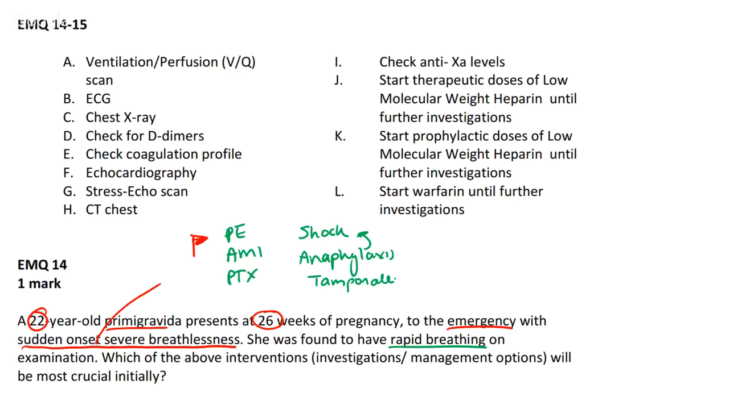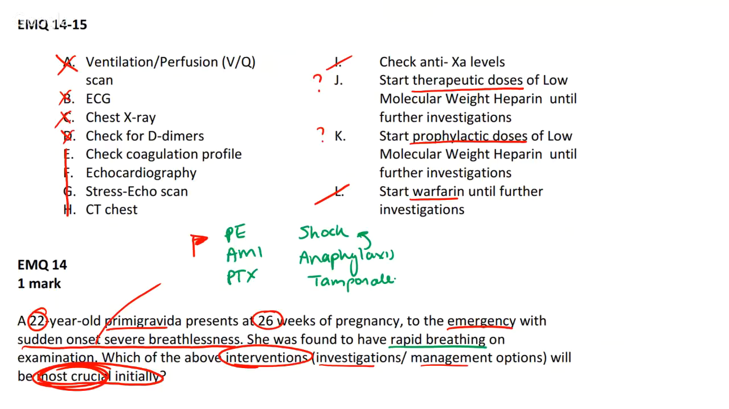So the question is asking us which of the above interventions, it doesn't matter whether it's investigation or management, will be most crucial initially. VQ scan? No, that's the next. ECG, X-ray. D-dimers, useless. Start a therapeutic dose of low molecular weight heparin. Prophylactic dose, maybe. Warfarin, yes. No, I'm kidding. So definitely therapeutic dose. It's not a prophylactic dose, just get that out of your head.